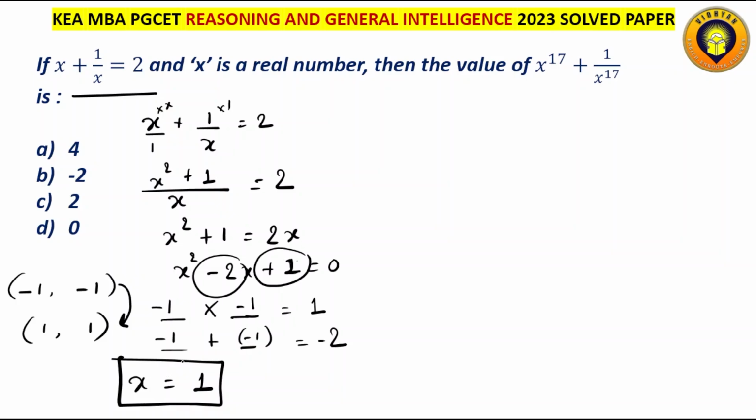Substitute value of x here. 1 to the power 17 plus 1 upon 1 to the power 17. So 1 to the power any number is 1 only. So 1 plus 1 upon 1, which is 1 plus 1 equals to 2. So C is the answer.